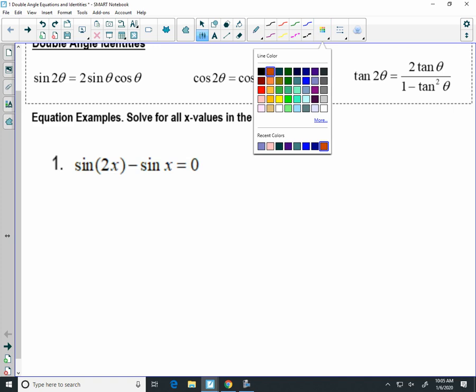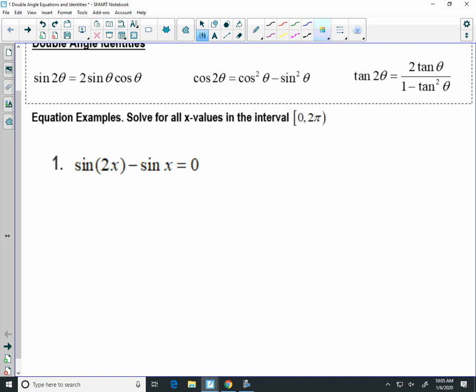In equations, the nice thing is that all we're adding is the first step. So this sine of 2x minus sine of x equals 0 is actually an equation you've solved before. We did one just like it in notes, in review, on your equations test, on the exam review and on the exam. It just didn't look like this.